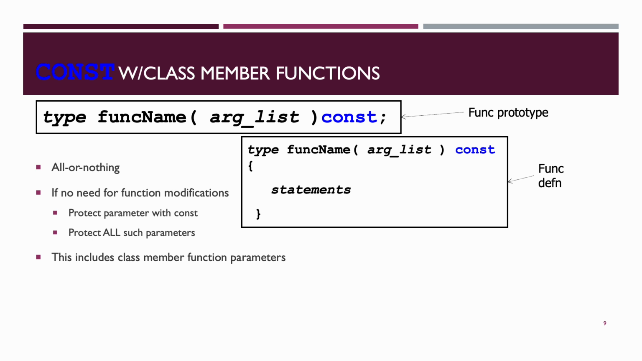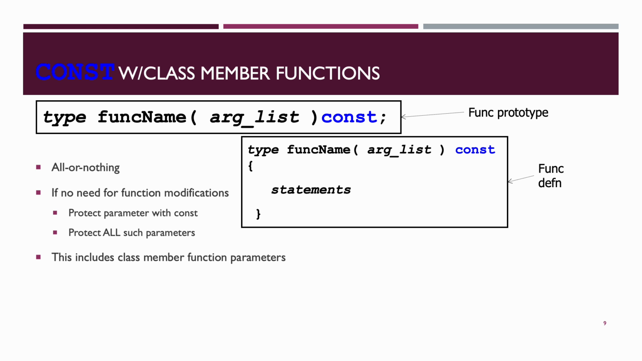So this is where the constant keyword for member functions comes into play. On this slide, you can see the general syntax for declaring a constant class member function, where we have type, function name, argument list, then constant. This is the function prototype for a member function that does not modify the object's state.